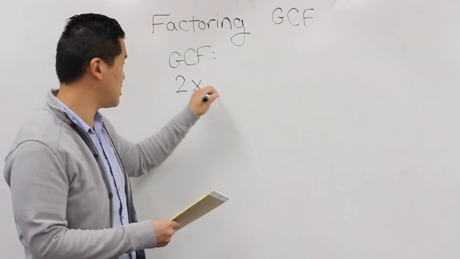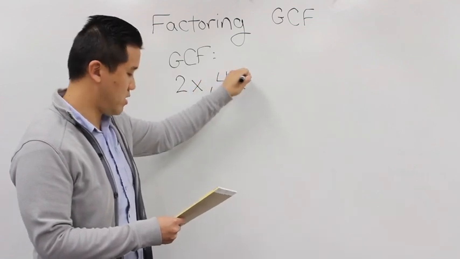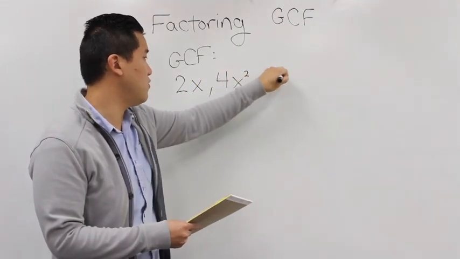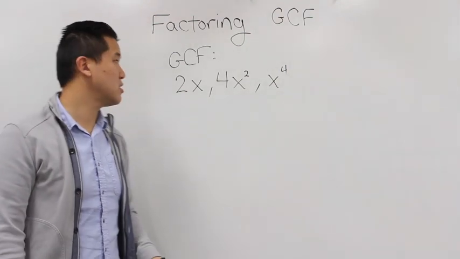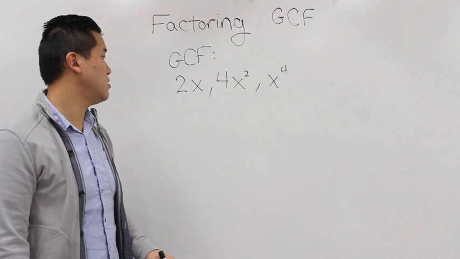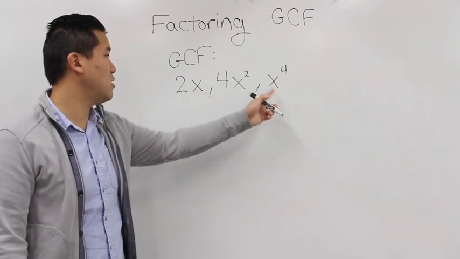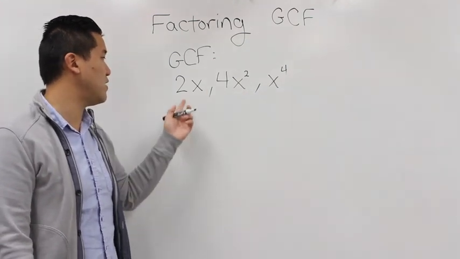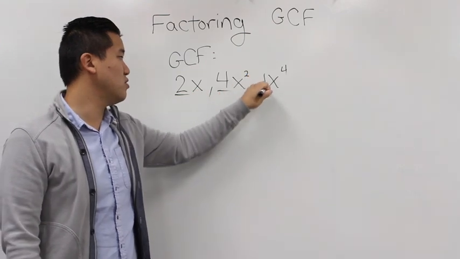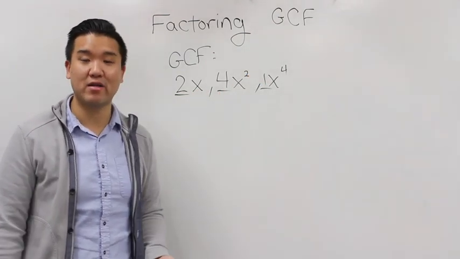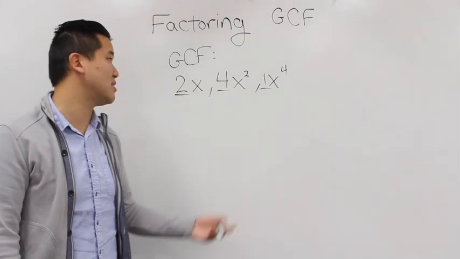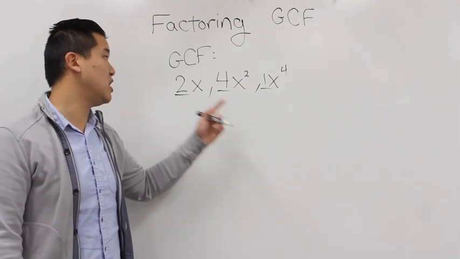I give you 2x, 4x squared, and then x to the fourth. Alright, so my greatest common factor. The first thing is we have to look at our numbers. That's a 1 here. So 1, 2, and 4, is there a common factor that they have? They actually do not. It's actually 1, so we're not going to touch that.